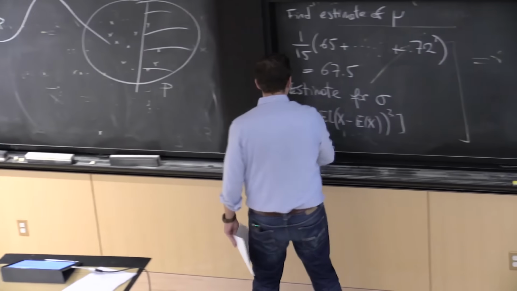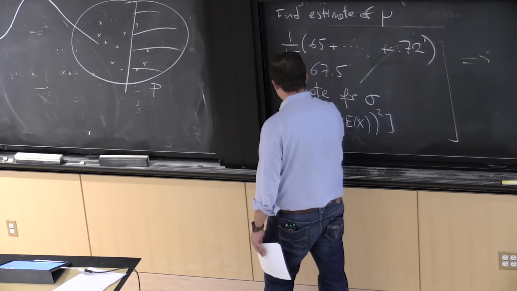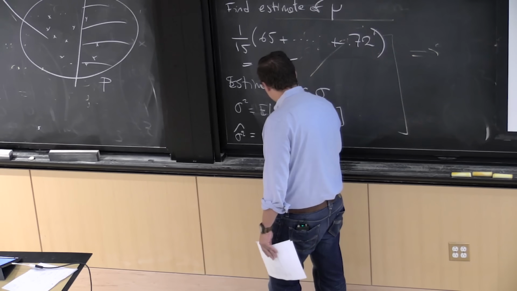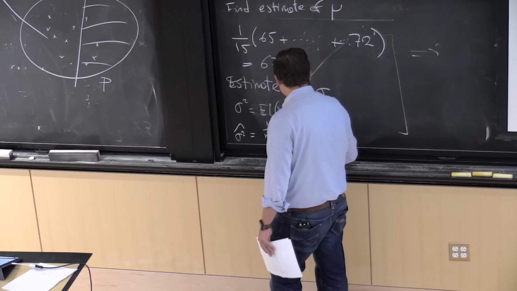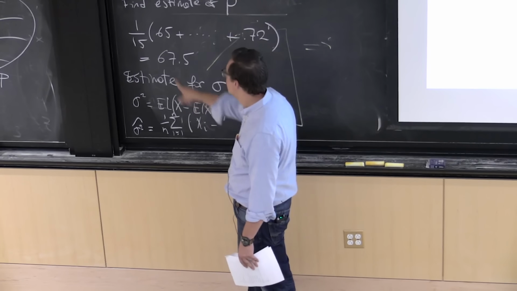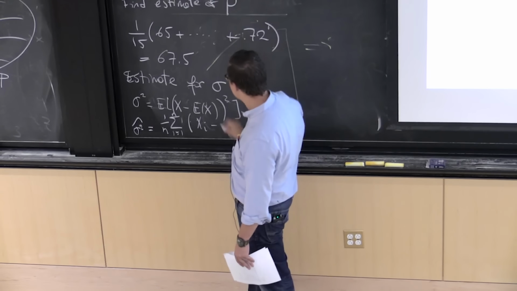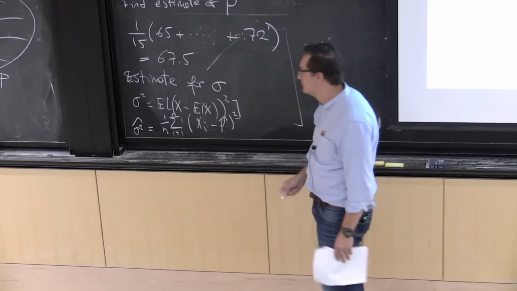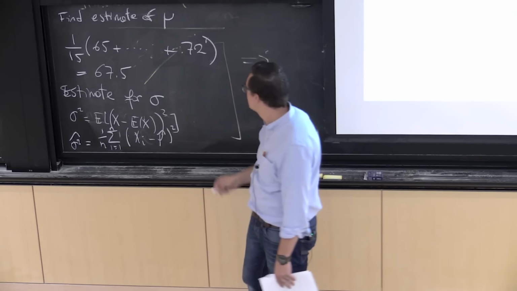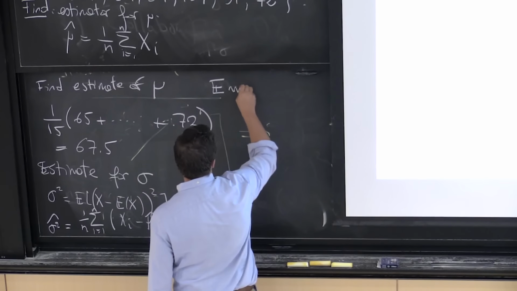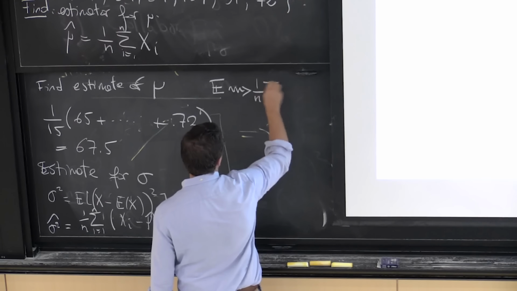OK, let's do this. So sigma squared hat will be what? It's going to be 1 over n, sum from i equal 1 to n of x_i minus, well, here I need to replace my expectation by an average, which is really this average. So I'm going to call it mu hat, squared. There you go. I've replaced my expectation with an average. OK, so the golden thing is take your expectation and replace it with this.